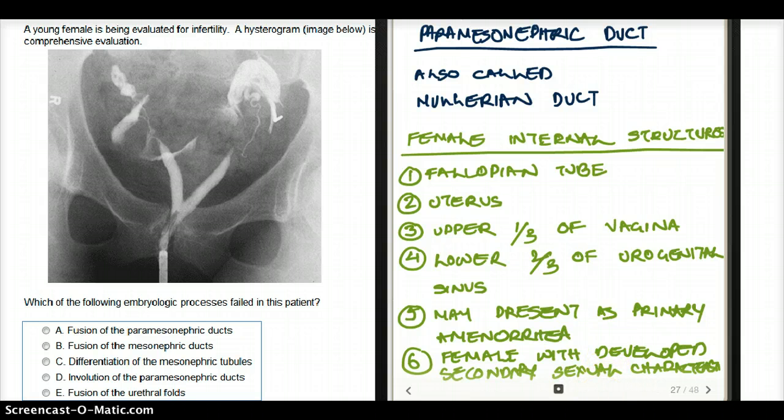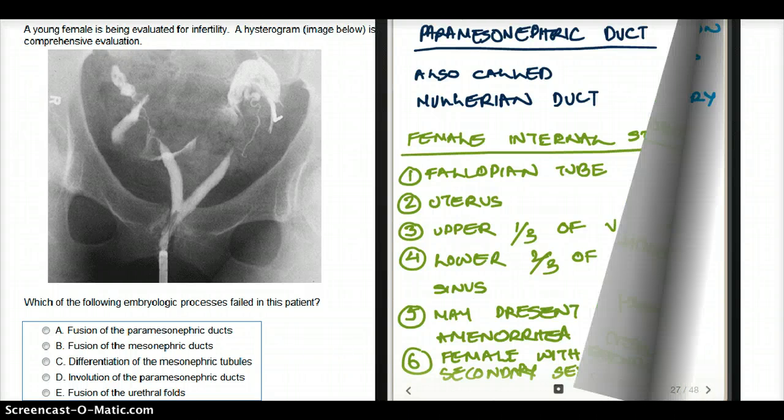But what's interesting is that a female with this kind of problem is going to develop secondary sexual characteristics. The reason they're going to develop secondary sexual characteristics is because they might have functional ovaries. Well, the fact that they're going to have functional ovaries depends on how messed up their paramesonephric duct is, or how much of the fusion hasn't happened.